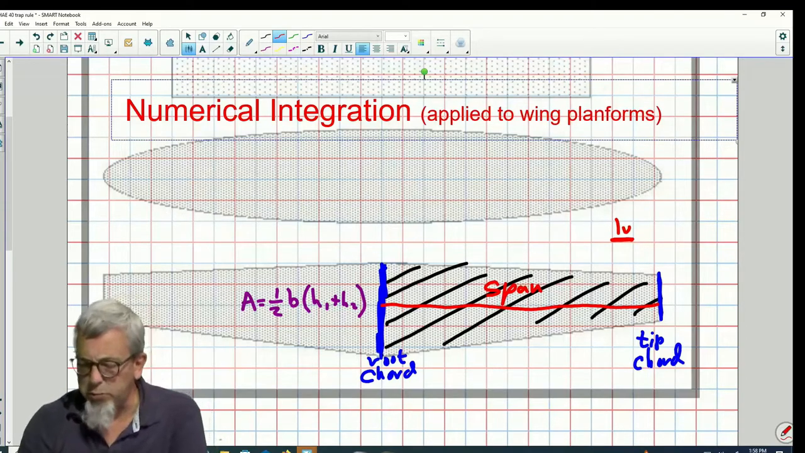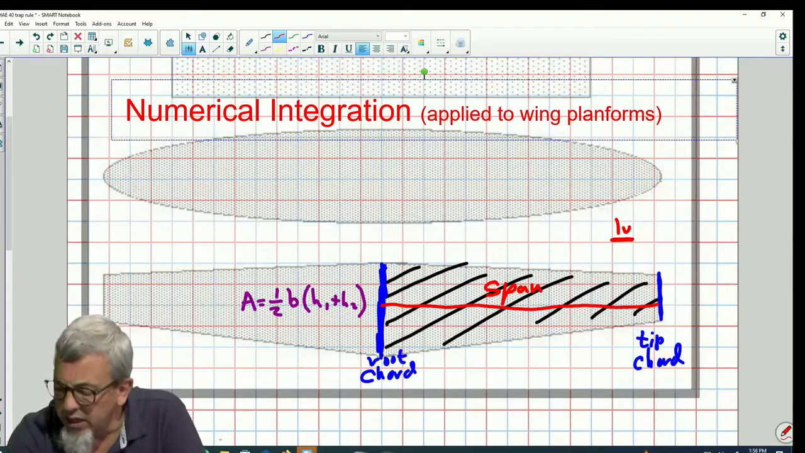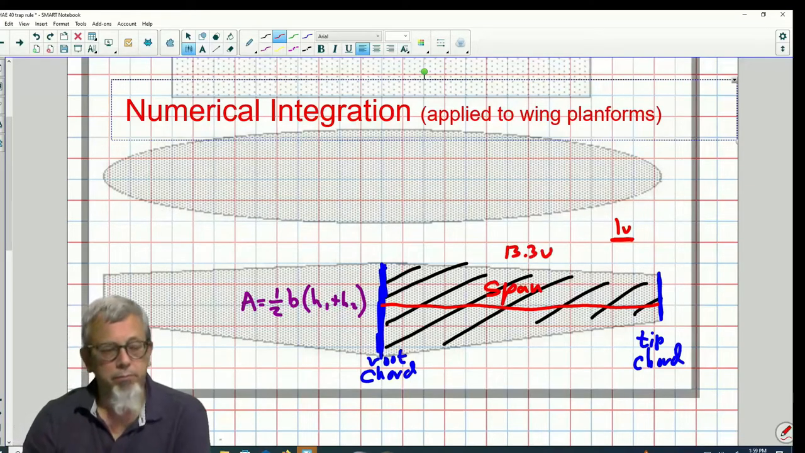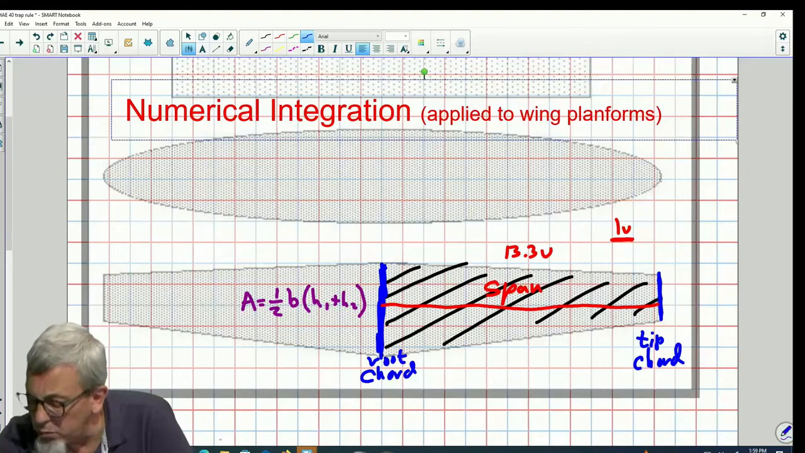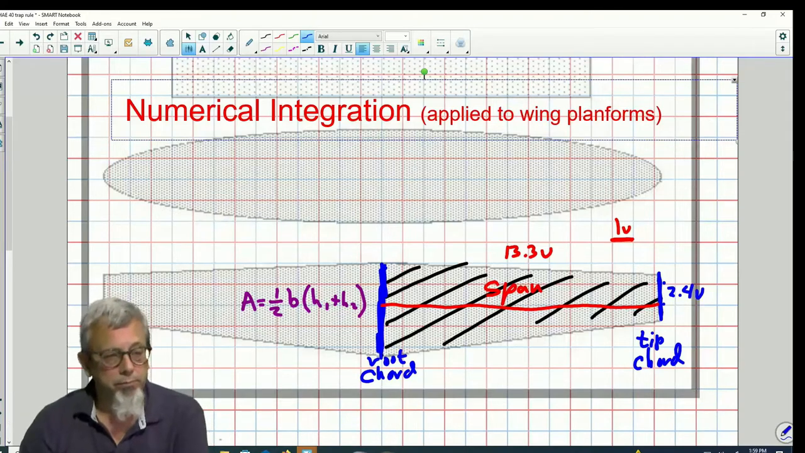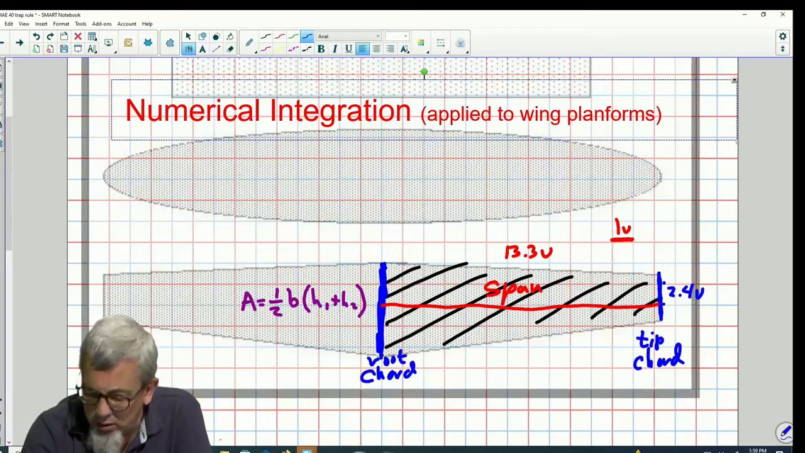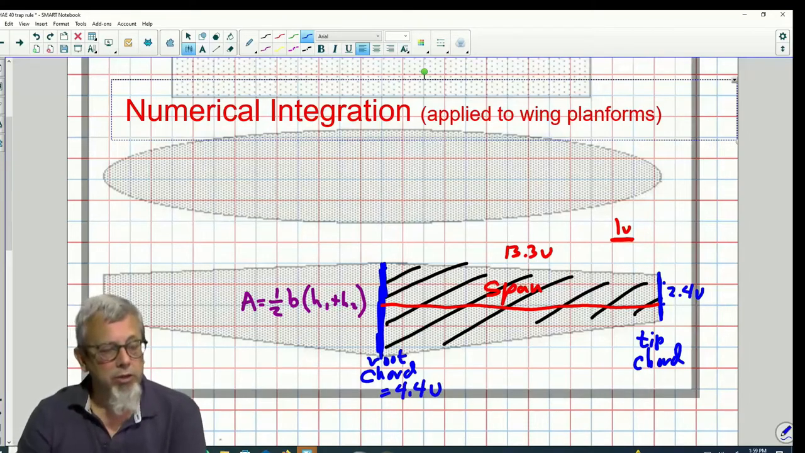If I look at that as one unit of length, then what is my span? My span appears to be 1, 2, 3, 4, 5, 6, and 8, 9, 10, 11, 12, 13, we'll say about 13, maybe 13.3. So my span is 13.3 units. Then I will look at my tip chord, which looks to be about 1, 2, maybe about 2.6 or so, but then there's a little bit less there. So we're going to estimate that as 2.4 units for the tip chord. And finally, over here for the root chord, starting up here about 1, 2, 3, 4, we'll say that's just under 4.5. So we'll say this is about 4.4 units. And so there are my measurements.